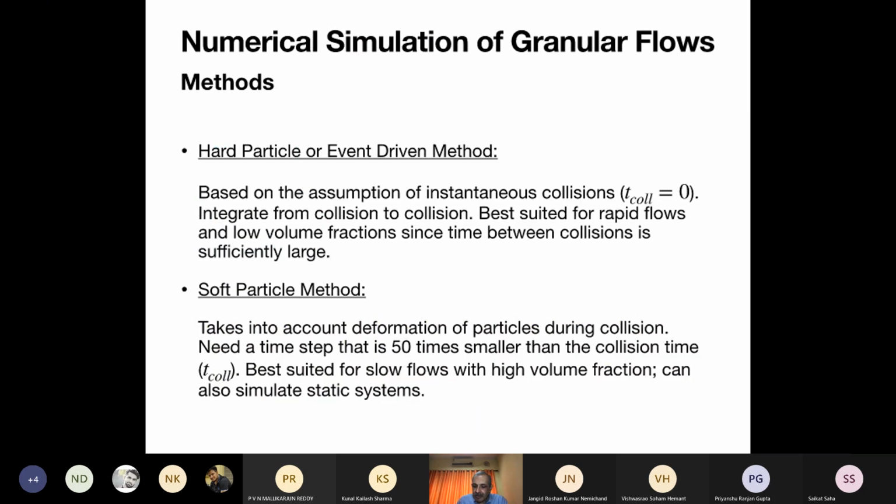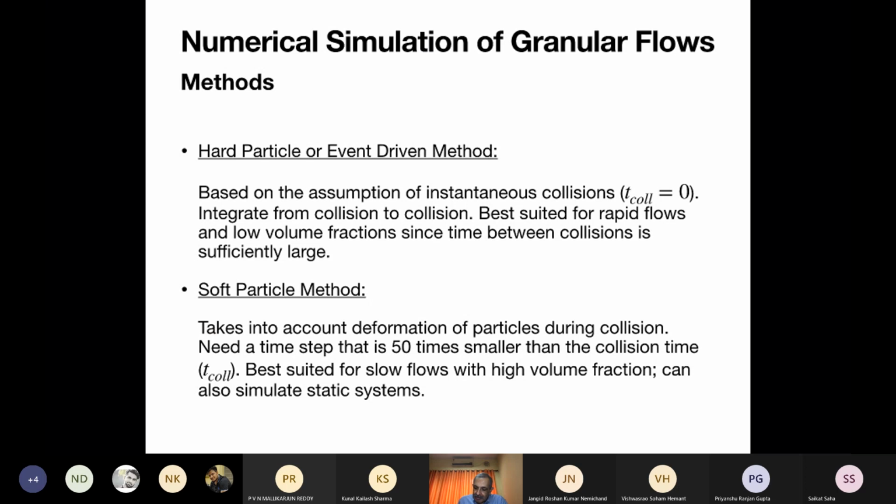There are two methods that we can use for solving this problem. One is the hard particle or event-driven method, in which we assume that the collisions are instantaneous, or the time for collision is 0. In this method, we integrate from collision to collision. This is best suited for rapid flows and low volume fractions, since the time between collisions is sufficiently large.